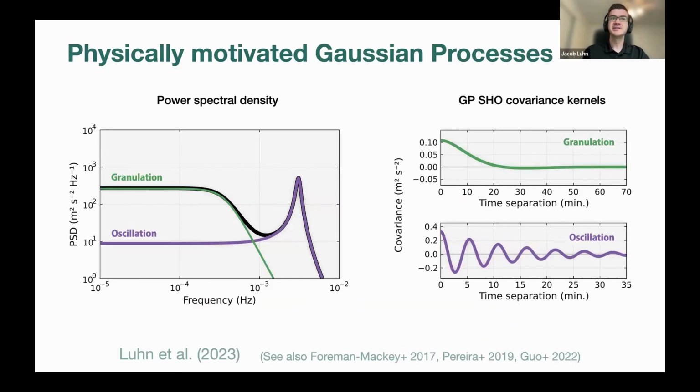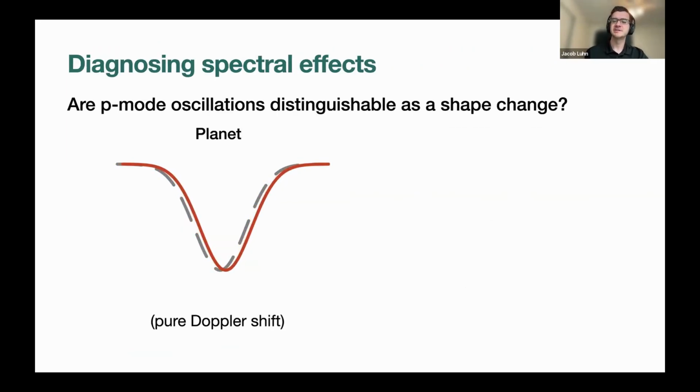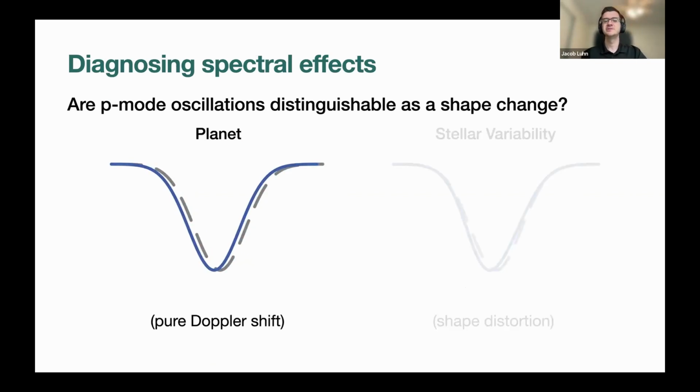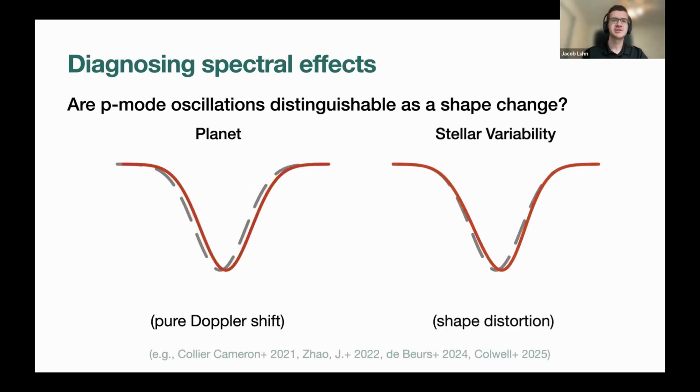This is because, unlike asteroseismologists, we don't particularly care about how the star behaves on average. We want to be able to know what the star is doing during or immediately surrounding our observations. And that's where Gaussian processes are extremely powerful. What we're hoping is that we can take advantage of our expectation that while planets induce a pure Doppler shift, stellar variability will induce complicated shape changes.